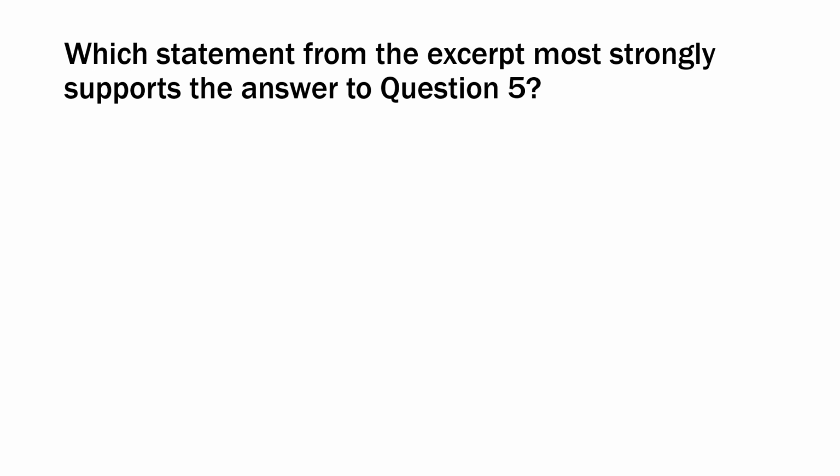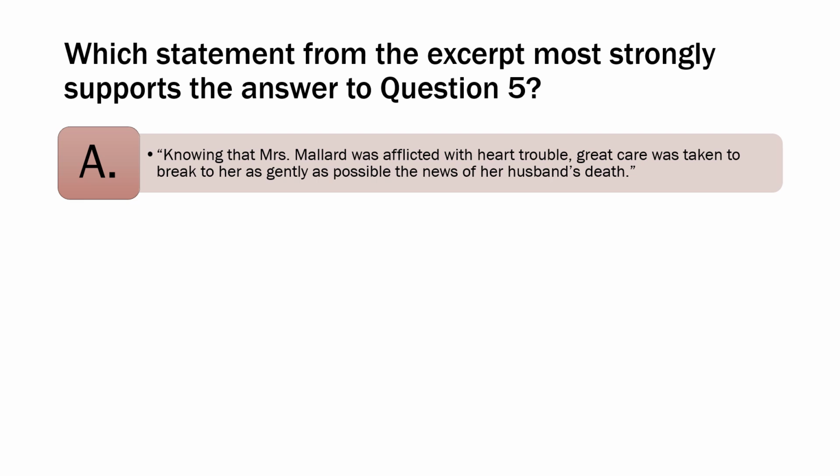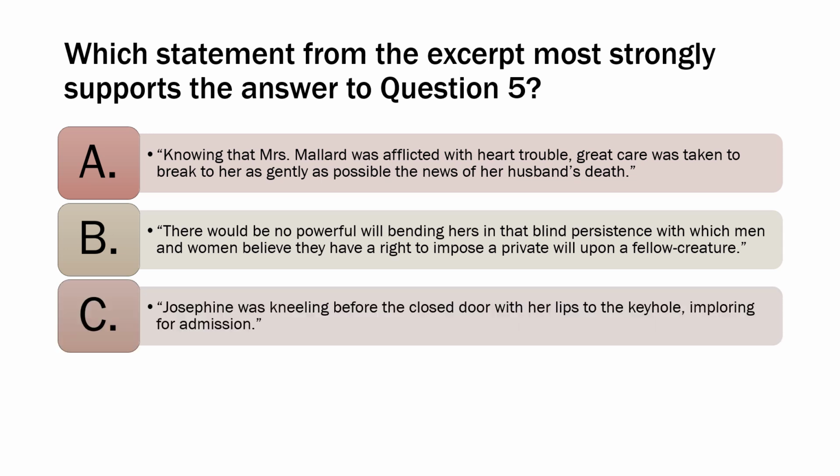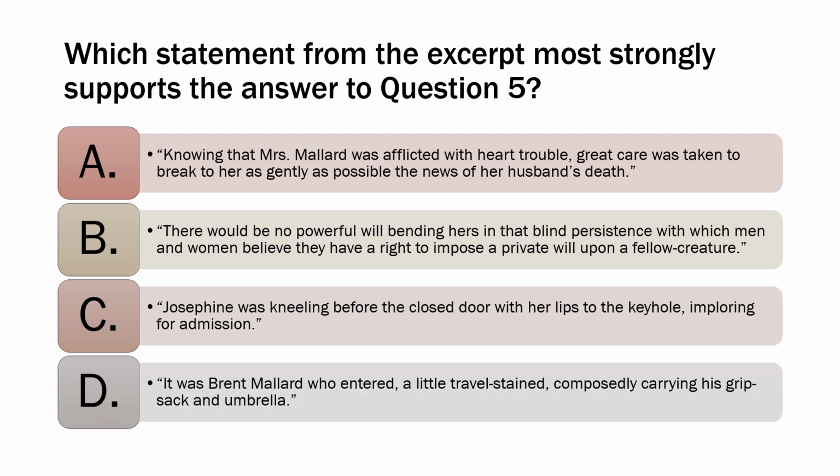Which statement from the excerpt most strongly supports the answer to question 5? A. Knowing that Mrs. Mallard was afflicted with heart trouble, great care was taken to break to her as gently as possible the news of her husband's death. B. There would be no powerful will bending hers in that blind persistence to which men and women believe they have a right to impose a private will upon a fellow creature. C. Josephine was kneeling before the closed door with her lips to the keyhole, imploring for admission. D. It was Brett Mallard who entered, a little travel-stained, composedly carrying his gripsack and umbrella.